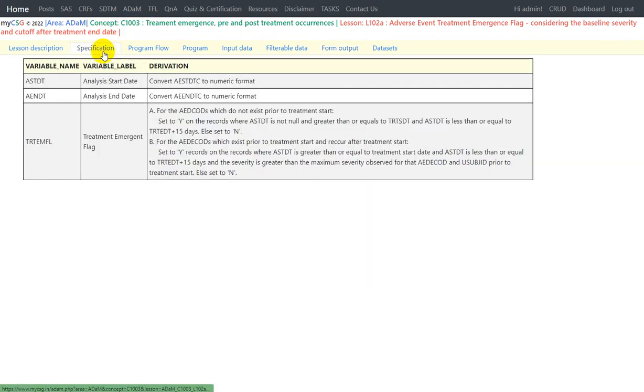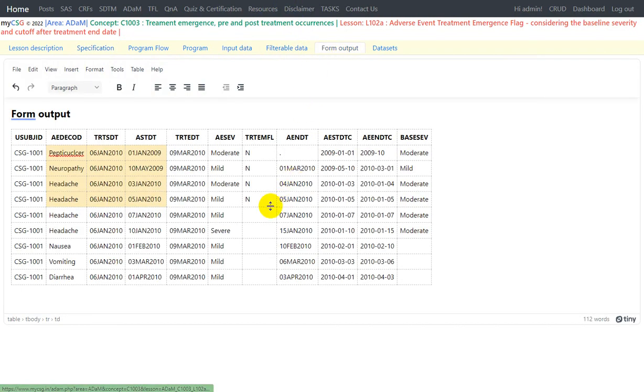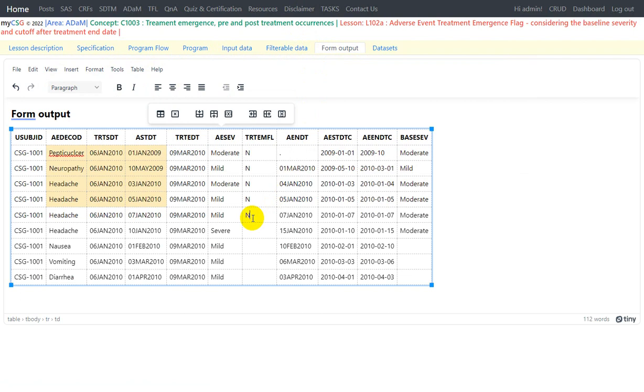If we take a look at the specification, we were asked to populate for the recurring events only if the severity seen during post-treatment is greater than the maximum severity observed for that decode. So for this condition, this would become no, because though the event happened after treatment started, the severity is not greater than the baseline maximum severity.